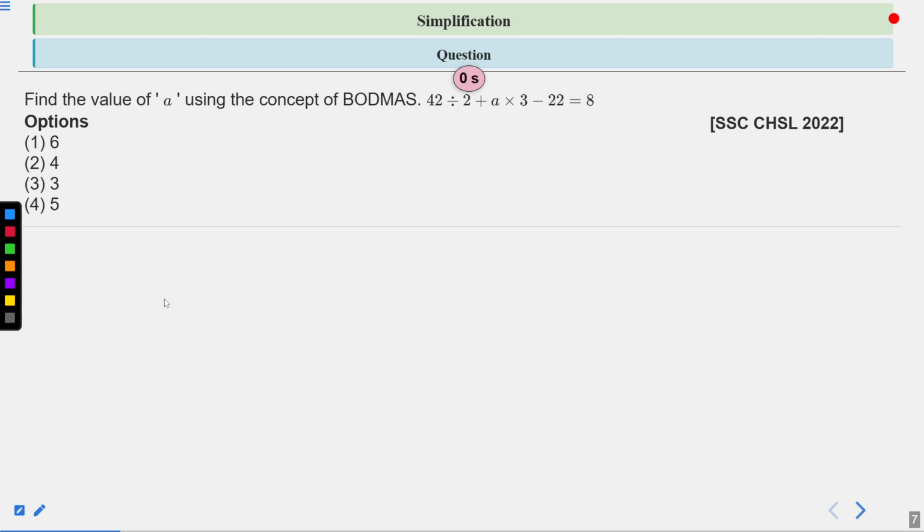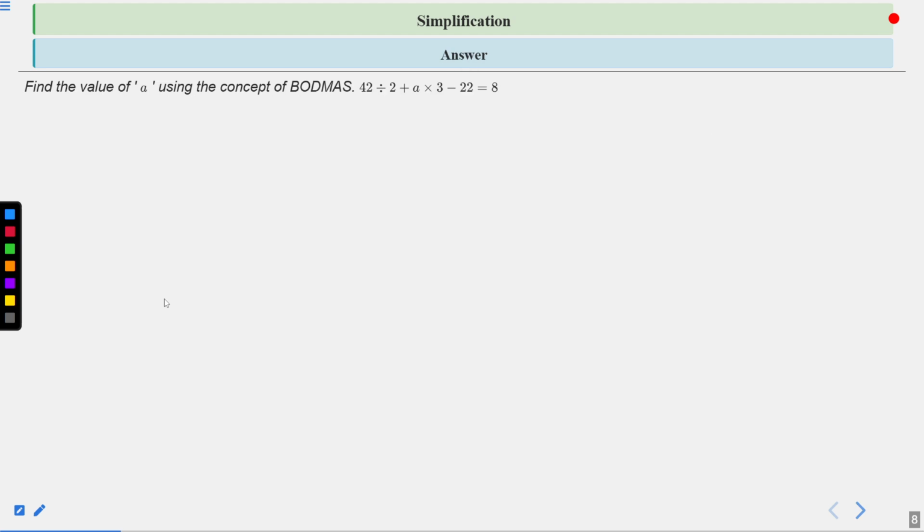Now time's up. Let's see the solution of this question. The question says: find the value of A using the BODMAS concept in this equation, which is 42 divided by 2 plus A into 3 minus 22 equals 8. The correct answer is that the value of A is 3. Now see the detailed solution using concept 3.3 in this question.